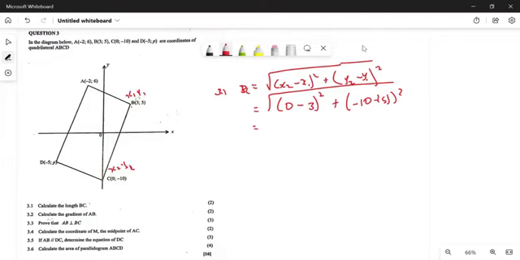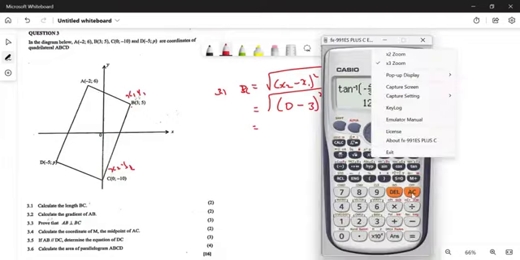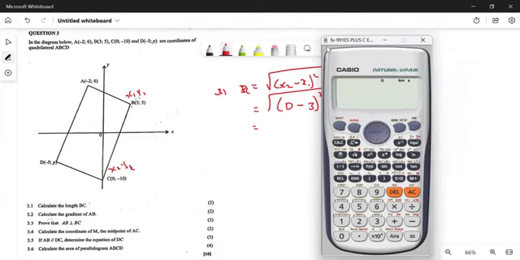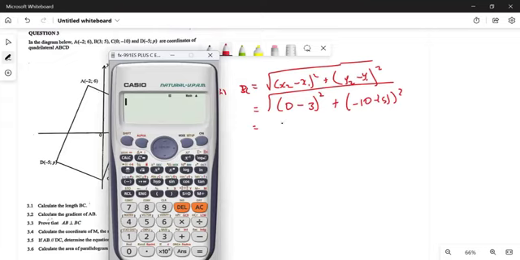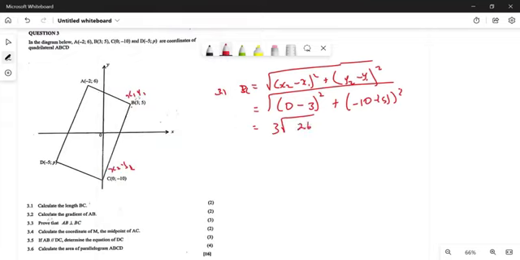All right, let's try to do this in our calculator. What do we get? We get 3 root 26. 3 root of 26, okay?